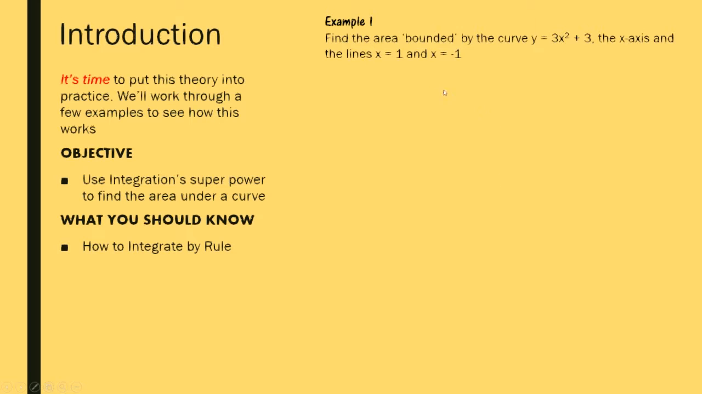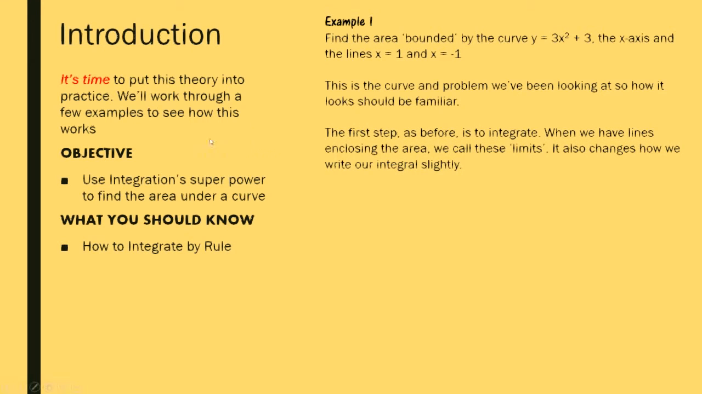So our example is this: we're going to find the area bounded by the curve, the x-axis and the lines x equals 1 and x equals minus 1. And bounded is the word that we use to say the bit that's captured in between all those points. So between y equals 3x squared plus 3, the x-axis and the lines that we have there. This is the curve and the problem we've been looking at so far, so it should be familiar. First step, as before, is to integrate it. When we have lines that close in the area, we call those limits, but it also changes how we write our integral slightly.